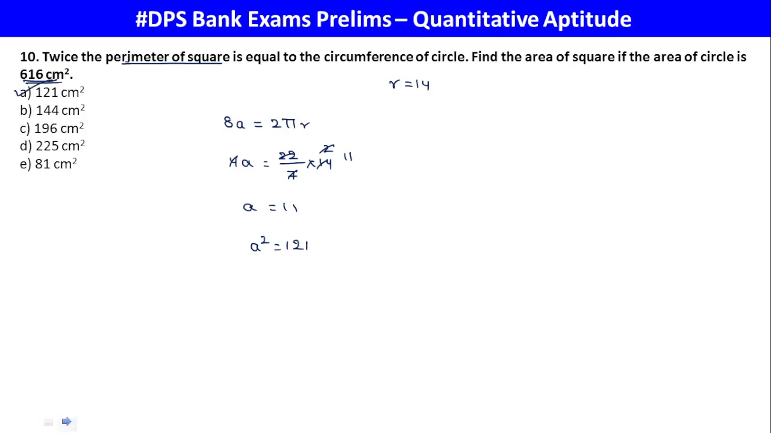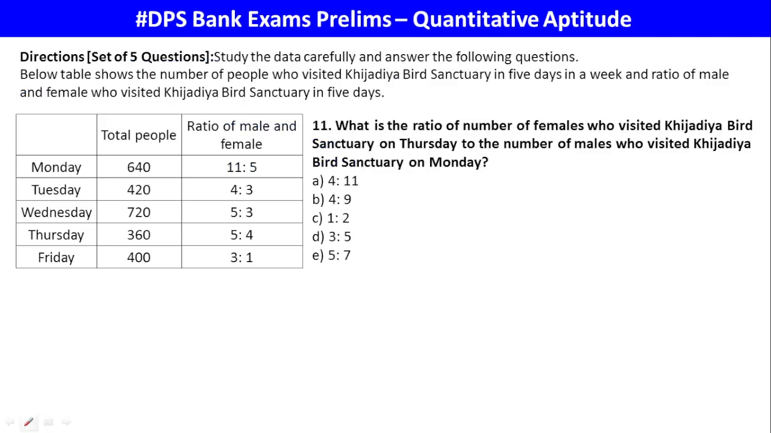Yes. Next question. DI. The below table shows the number of people who visited in 5 weeks and the ratio of male to female. Then what is the ratio of females who visited on Thursday to males on Monday?